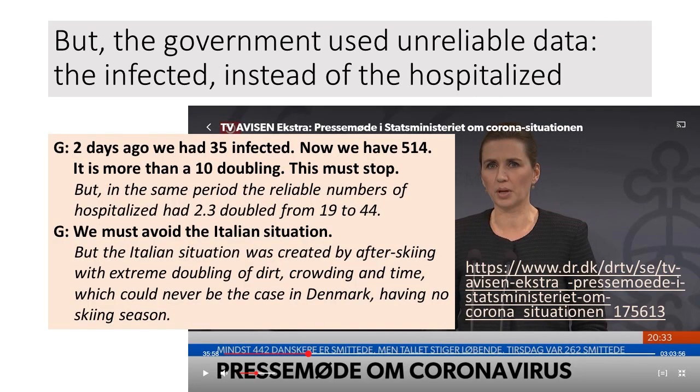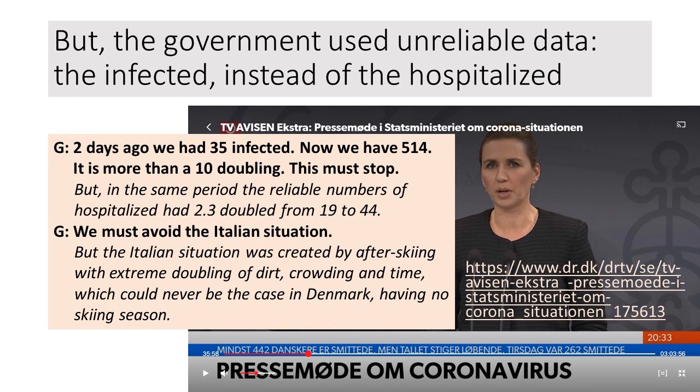But the government used unreliable data, the infected, instead of reliable data about the hospitalized. Also, the government neglected the 2 infection formulas. The government said, 2 days ago, we had 35 infected. Now we have 514. It is more than a 10 doubling. This must stop.